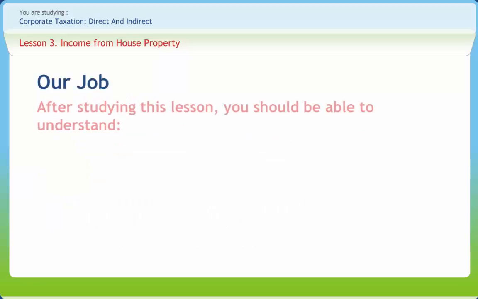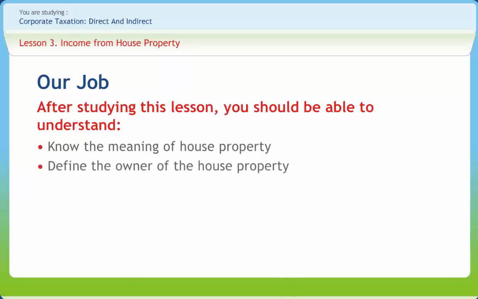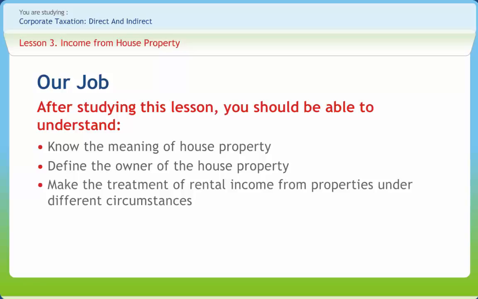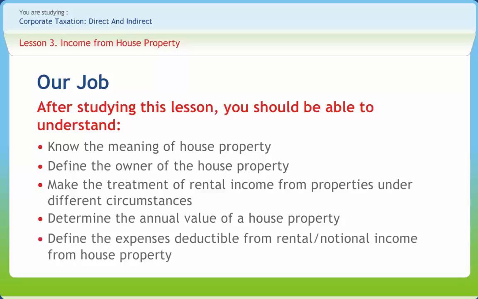After studying this lesson, you should be able to know the meaning of house property, define the owner of the house property, make the treatment of rental income from properties under different circumstances, determine the annual value of a house property, and define the expenses deductible from rental or notional income from house property.